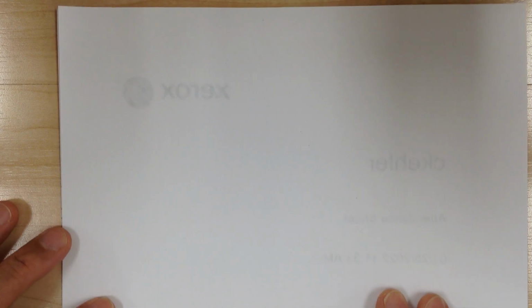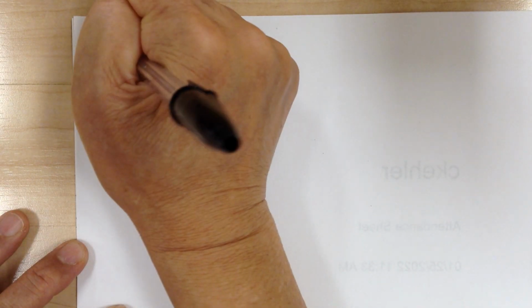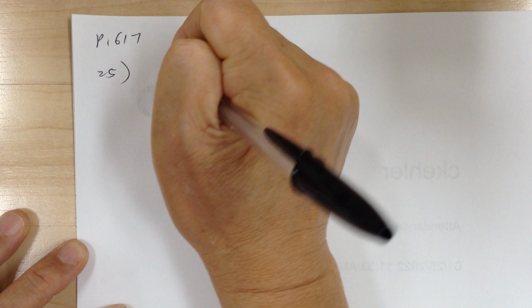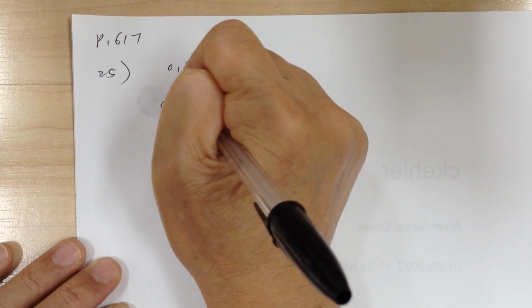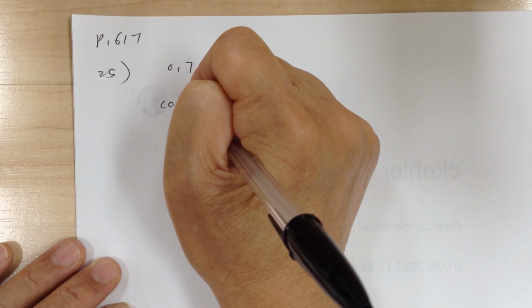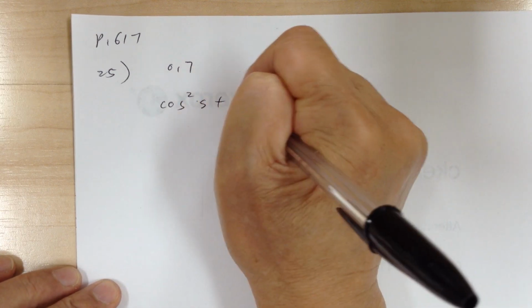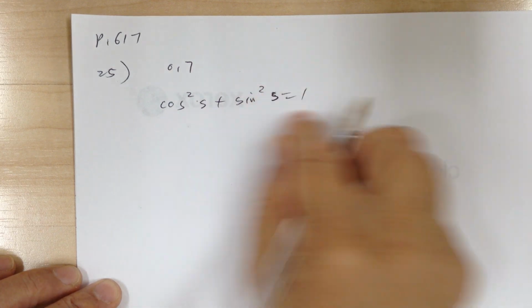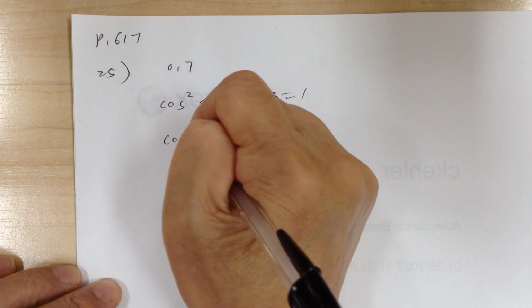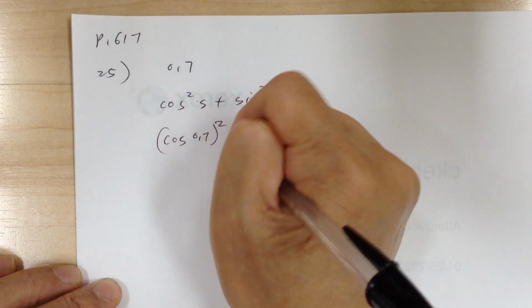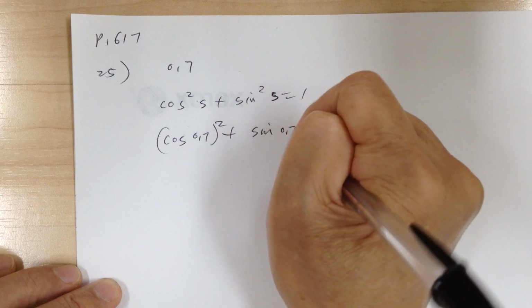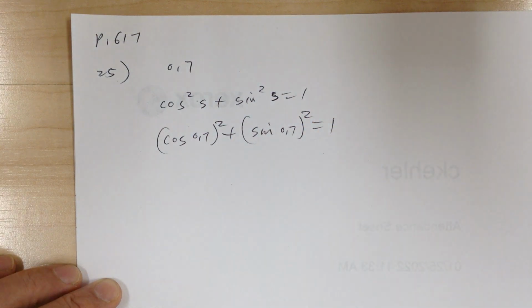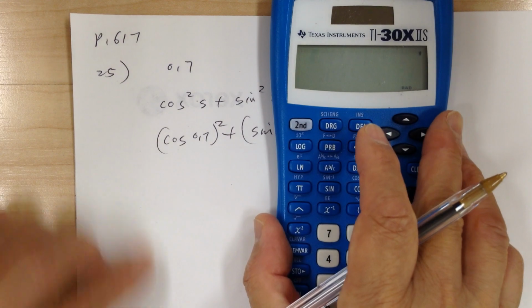Okay, let's go to the next one. So again, you've got s equal to 0.7, and you want to verify this identity. So you're going to get cosine of 0.7 squared plus sine of 0.7 squared equal to 1.